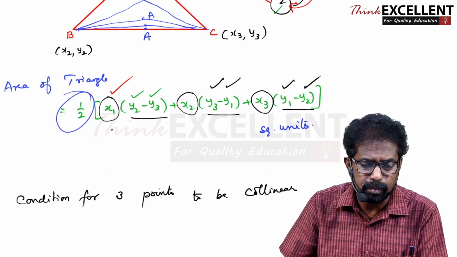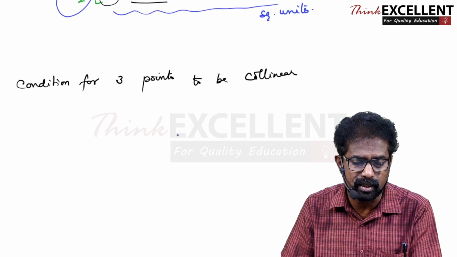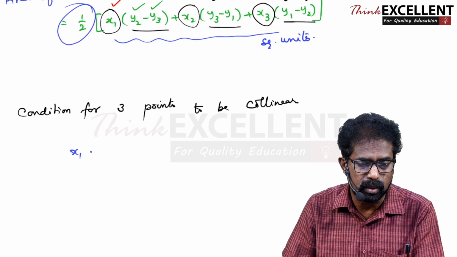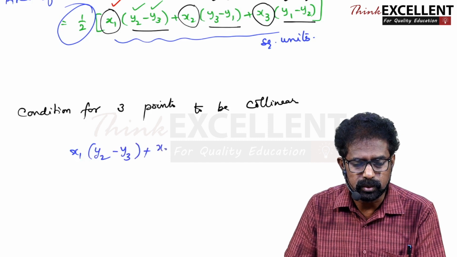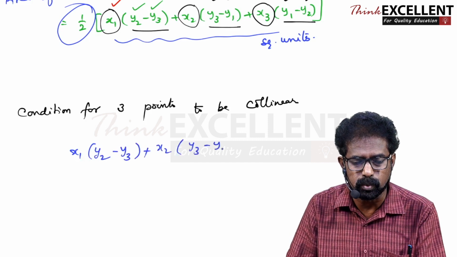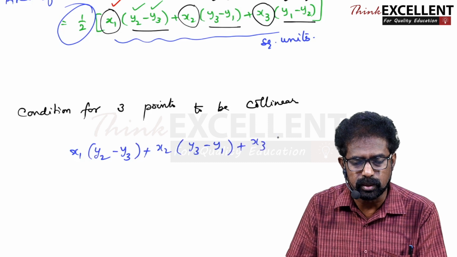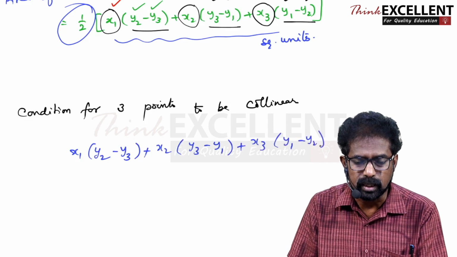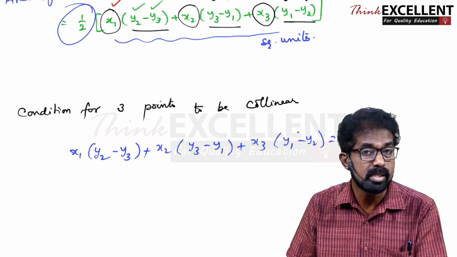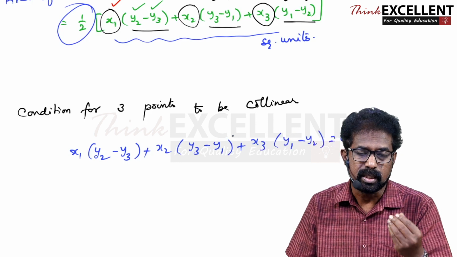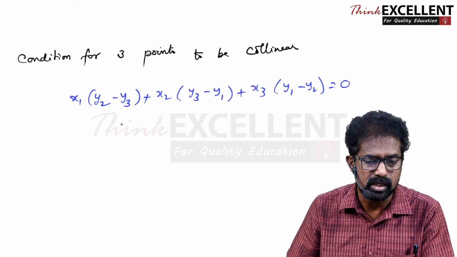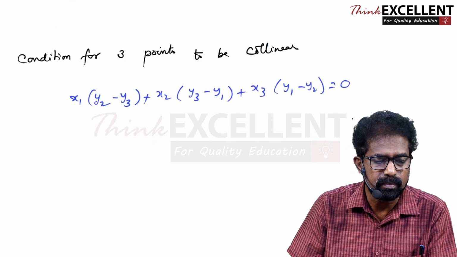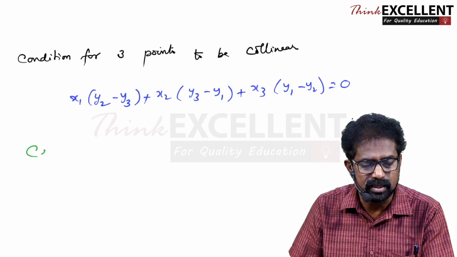And the half cannot be 0, so only this part, right? So what part? x1 into y2 minus y3 plus x2 into y3 minus y1 plus x3 into y1 minus y2. When you find this, you are supposed to get 0. If 0 comes, you can say the area of the triangle is 0. Then the points are collinear. Okay, so this is something important. Then from here you have to learn a formula for centroid.